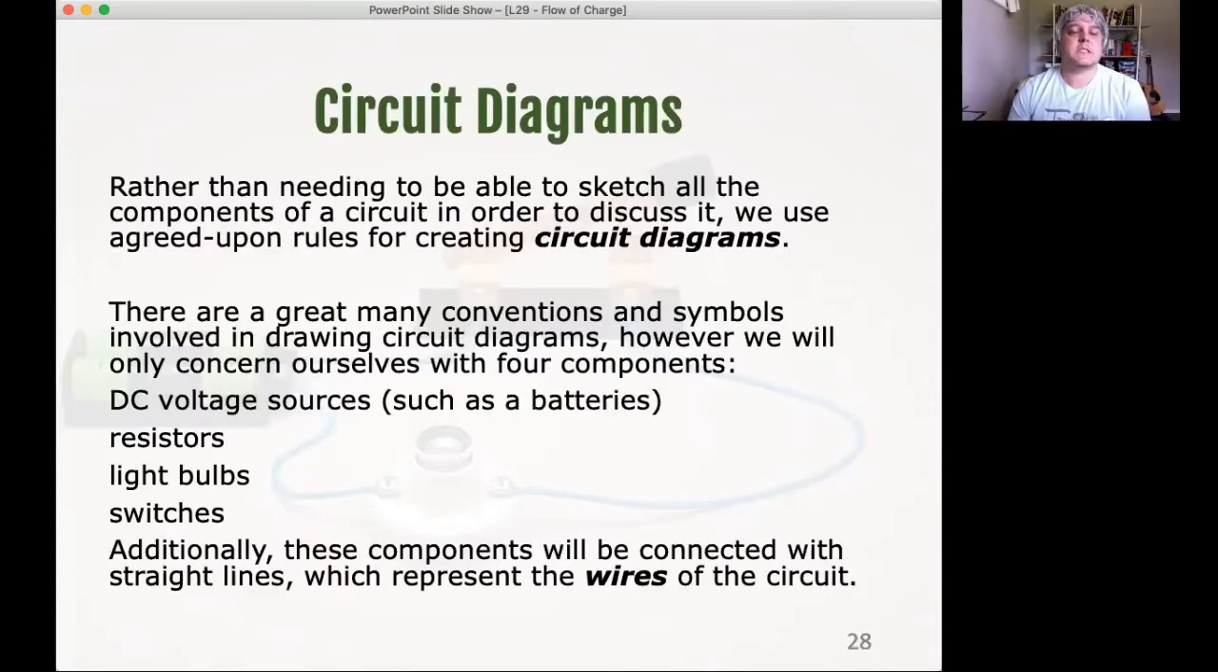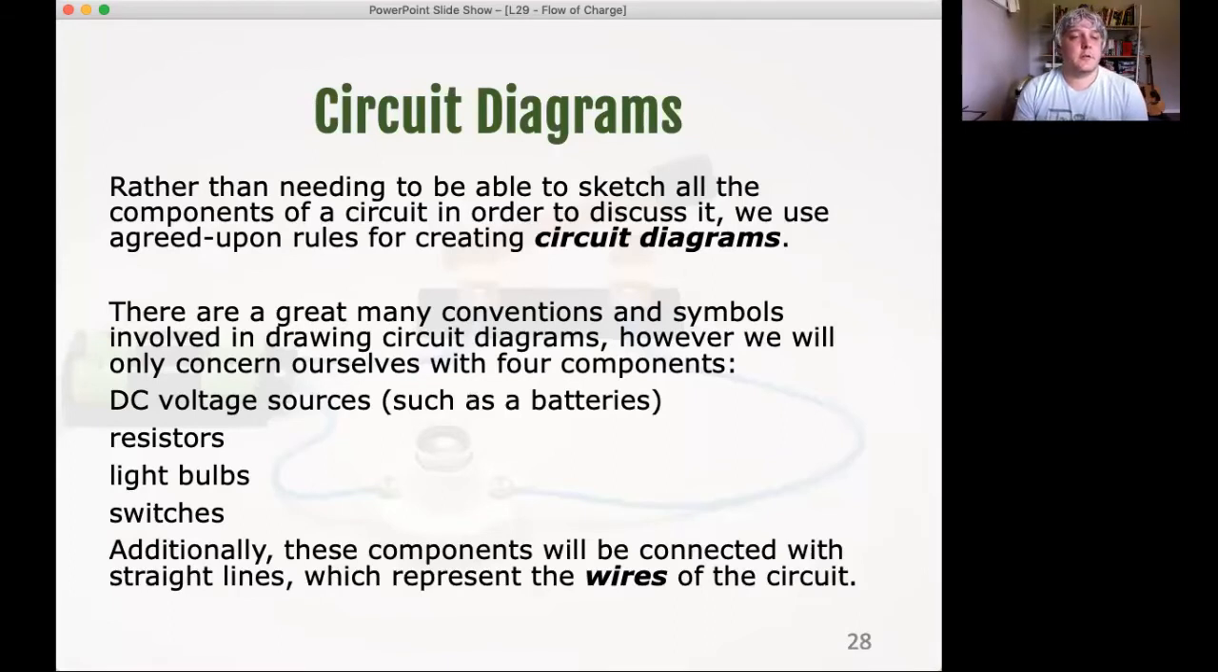To start with, we need a way to draw circuits. We don't want to be sketching a battery and sketching a light bulb and drawing the wires connecting. We don't want to be doing that every time we want to communicate how a circuit is set up. So we've come up with these agreed upon rules for circuit diagrams. And that way we can just look at a simple diagram, and we always agree that if we see this symbol, it means a battery. If we see this symbol, it means a resistor, and so on.